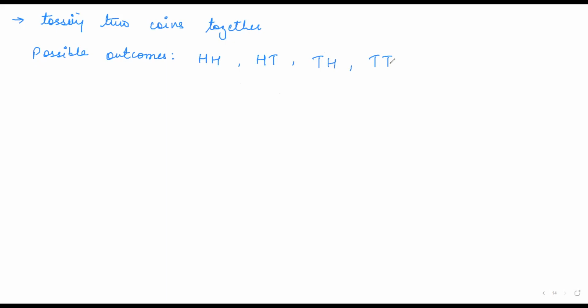Can you think of any other combination? Sara, is there any other possibility? No, there's no other, right? Either both are head, both are tail, or one head and one tail, right? Yes, ma'am. So you can say two cases can be there: the first is head, second is tail, or the first is tail, second is head. That's it. Okay.